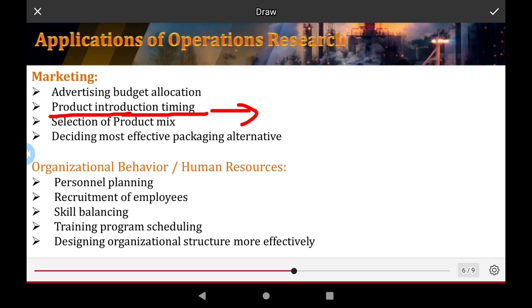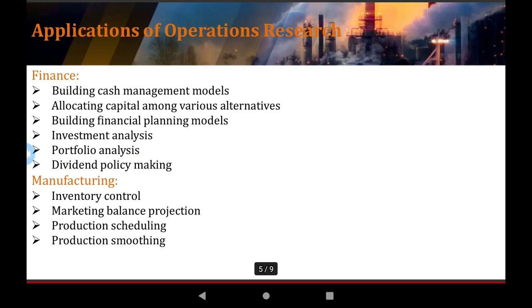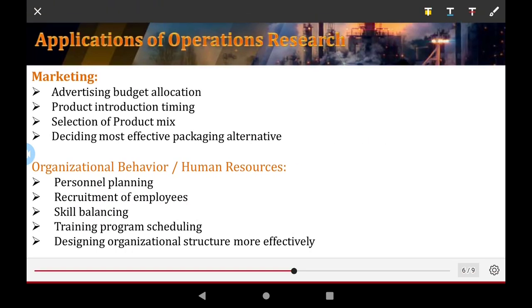Then there is selection of the product mix. It is a very important point: the selection of the mixed product. You also decide the most effective packaging among alternatives. Deciding the most effective packaging of the product is part of the production manager's work.